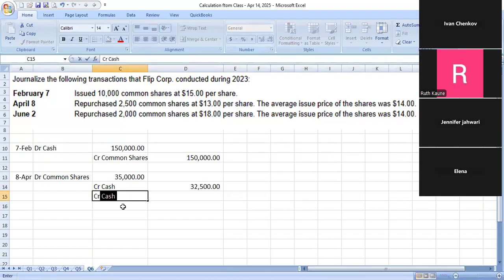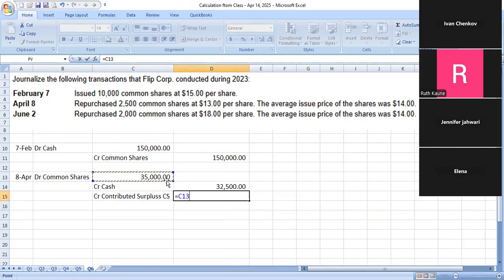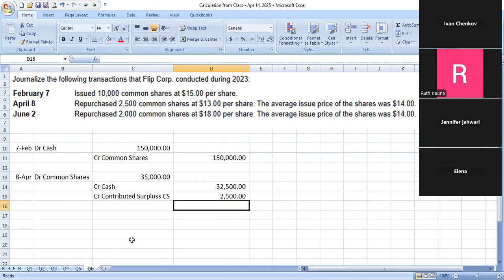So I have to create something. Which account am I going to create? Contributed surplus. Common shares, right? That will be my balancing account, 2,500 times $1, that will be $2,500. And with that, it balances.